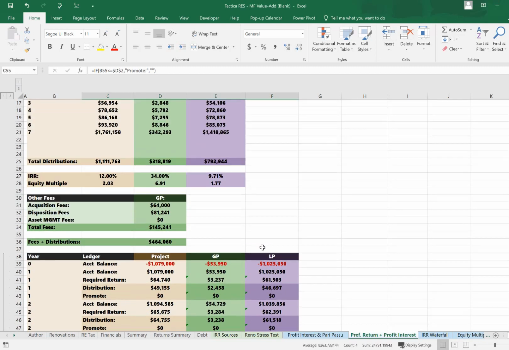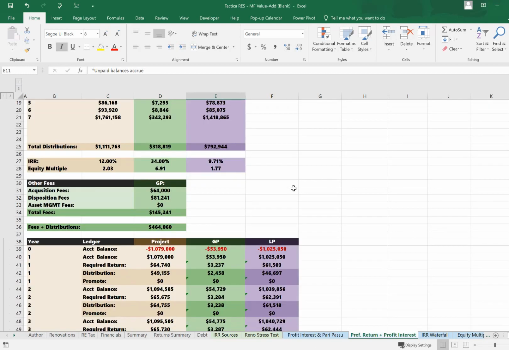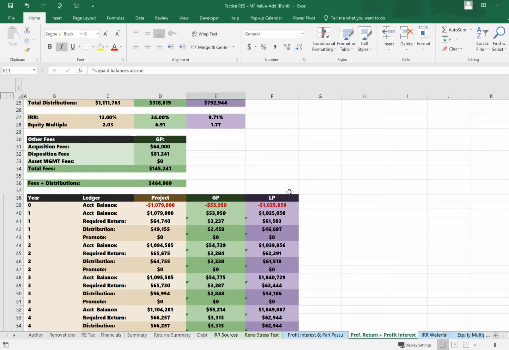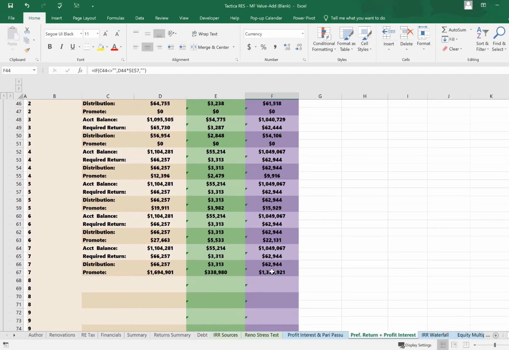It's also important to point out, and I have a note here, unpaid balances do accrue. So in year 1, for example, you can see for the limited partner, their initial equity investment in the deal is $1,025,050. The cash flow generated from the project wasn't sufficient to pay the full 6% promote. It was a little shy of that. So the following year, that unpaid portion of promote is then tacked onto the starting balance. And then once you have a good understanding, you can see obviously the promote gets pretty significant during the reversion year.